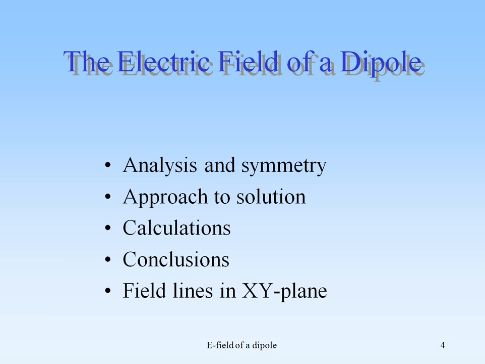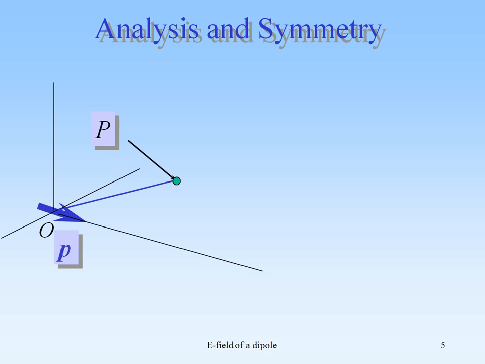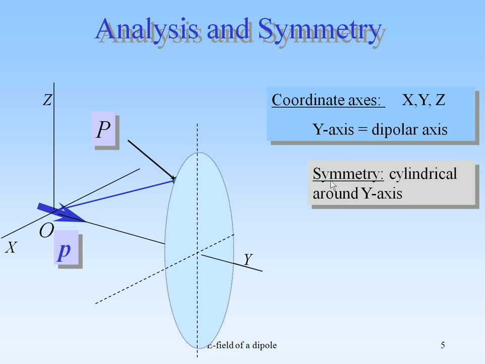First we have to do the analysis and look for symmetries, then find an approach to the solution, do the calculations, draw conclusions, and then calculate some field lines in the XY plane. Here is the dipole and point P. We take coordinate axes. The y-axis we take as the dipolar axis, and the symmetry will be cylindrical around that y-axis.